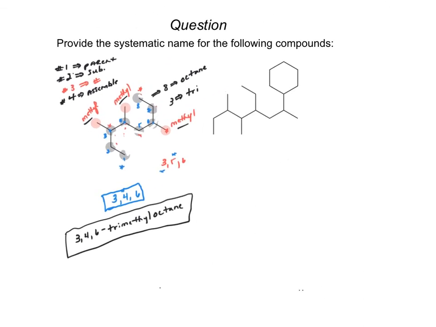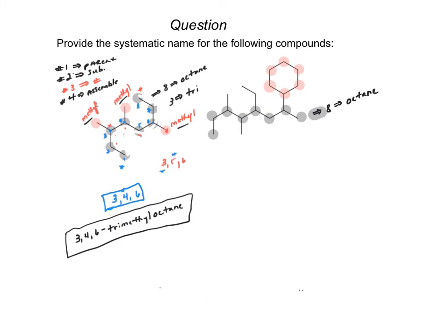Okay, so move over to the guy on the right-hand side. Again, we're looking for our parent chain first. So here we have 1, 2, 3, 4, 5, 6, 7, 8 carbons. If we compare that to the ring, which is our other option, we have 1, 2, 3, 4, 5, 6. So because the ring has 6 and this chain has 8, our parent is not the ring. It is instead these 8 carbons because it's more. So again, 8 is octane, and so that is going to be our parent.